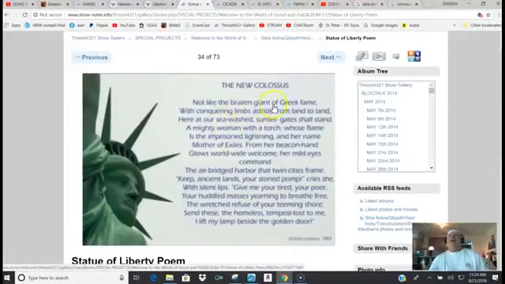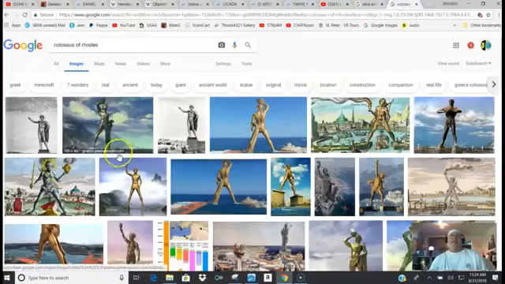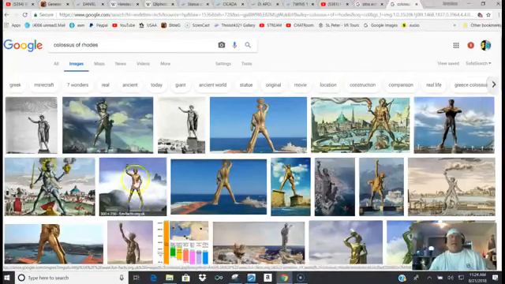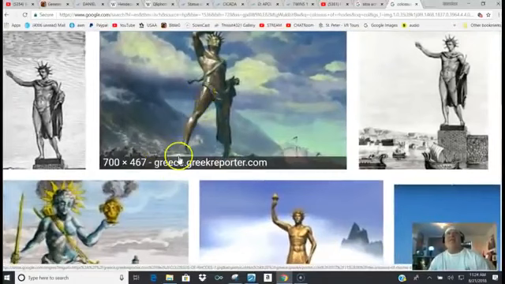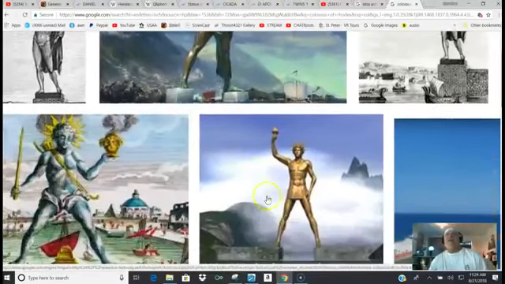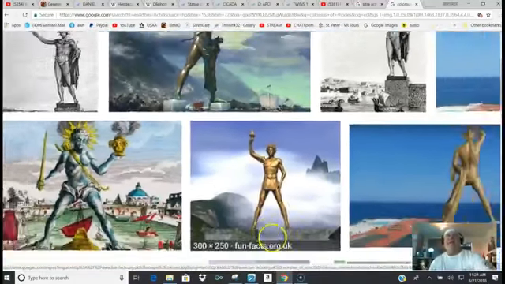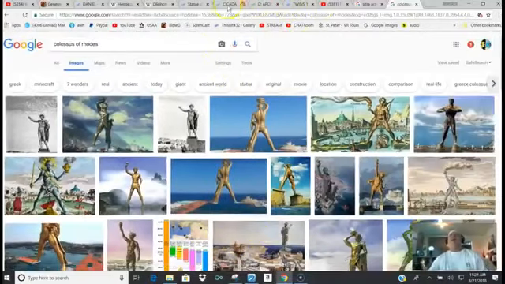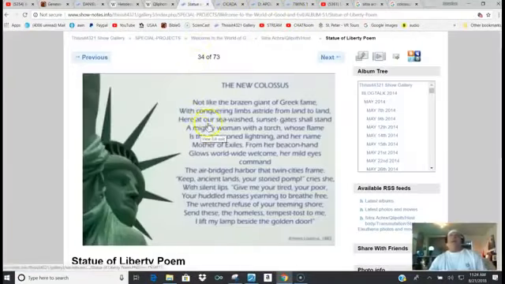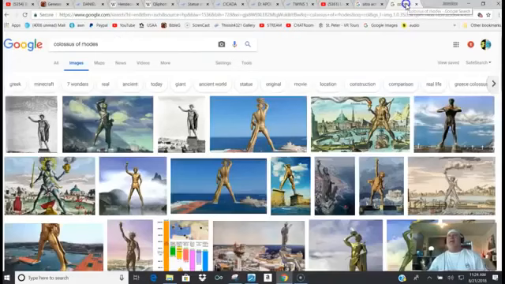It says, not like the brazen giant of Greek fame. Let me show you what that is. That's what they're talking about. That's the Colossus at Rhodes, the brazen giant of Greek fame with his limbs astride from land to land. So the Statue of Liberty, not like the brazen giant of Greek fame, with conquering limbs astride from land to land.